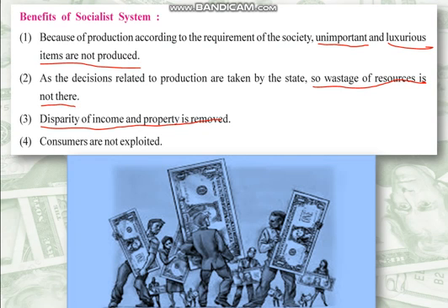Fourth, consumers are not exploited. We had seen this as one of the demerits of the market system, that consumers are exploited as they do not have proper knowledge of that particular system. So here consumers are not exploited. Why? Because all the things are owned by the government, and they are providing things to the consumers, to the laborers, to the citizens, and that's why the chances of getting exploited are very less.